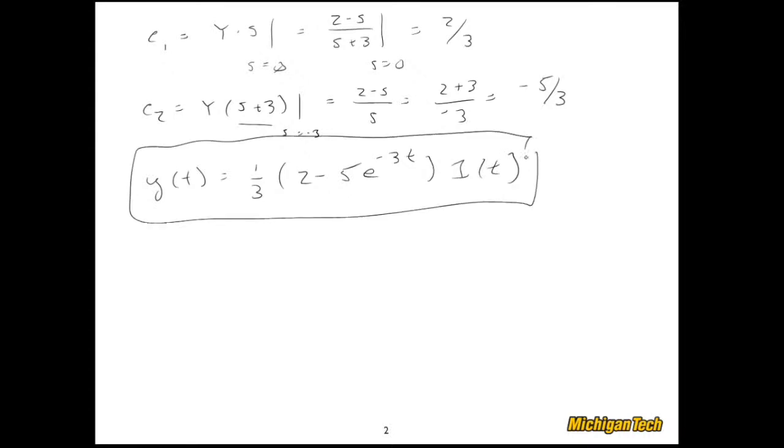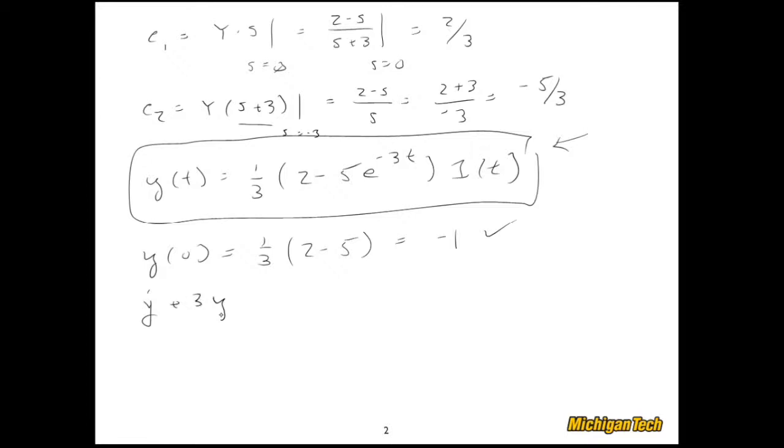But let's go ahead and check that. Let's check the initial condition first. If I set t equal to 0 in this equation, I get 1/3 times 2 minus 5, and that's equal to negative 1. Boom, I got it. The next thing to check is to see if this equation satisfies the original differential equation. And the original differential equation was y dot plus 3y equals 2 times that unit step.